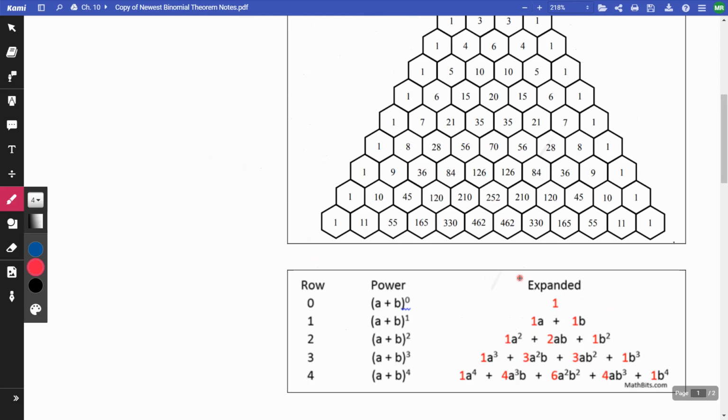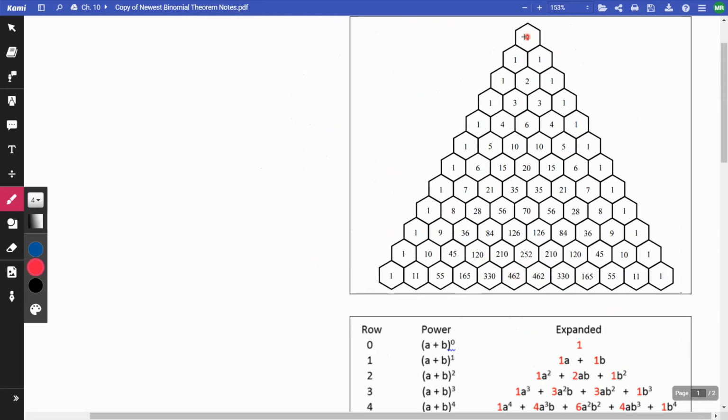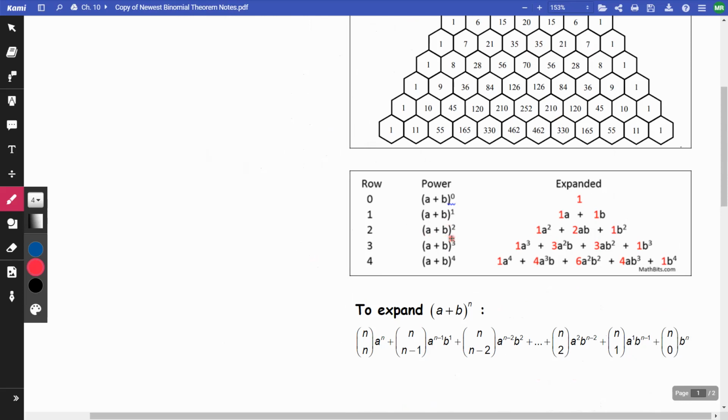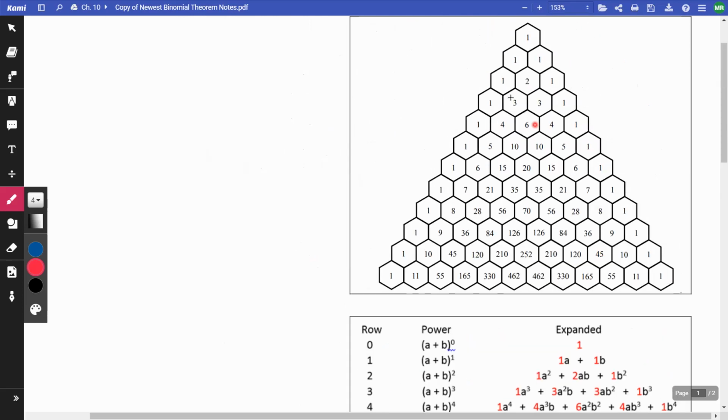When I say first row, I really shouldn't say first and second. This one's considered your 0 row. This one is your first row. This one's like your second row. Okay. Now, if you take a plus b squared, a plus b squared is a squared plus 2ab plus b squared, and that corresponds with this 1, 2, 1.